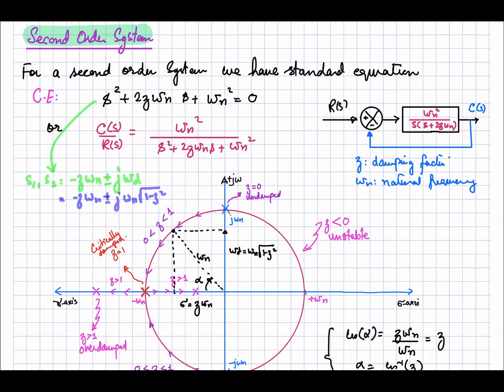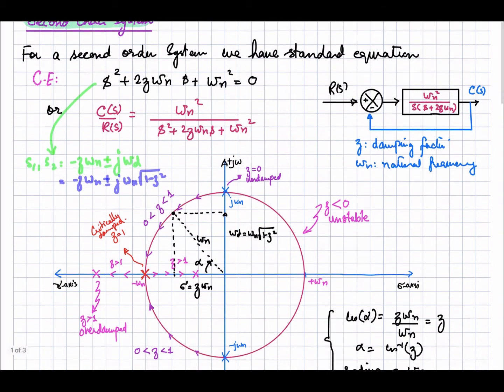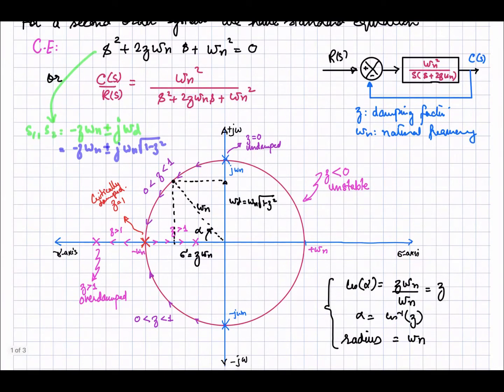So if we look at the position of the poles with the variation of zeta, you can see this circle, our poles move over the circle. If zeta is equal to 0, our poles will be over here, and the system is said to be an undamped system, and its step response will be oscillatory. It will be a marginally stable system.